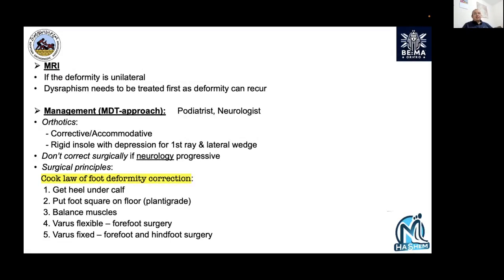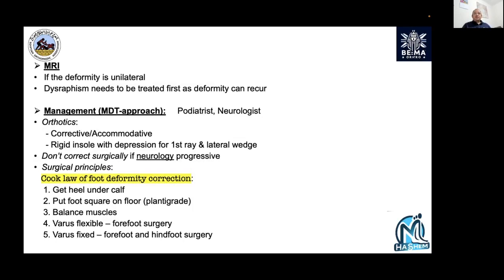When you are asked in the exam about the management of pes cavus, we all agreed that it is neurological until proven otherwise. So you need to have an MDT approach. You have to involve the podiatrist. You have to involve the neurologist. Very, very important: don't touch this patient, even if you are sure that it is an idiopathic cavus, unless you get a neurologist's opinion which says that it is idiopathic.